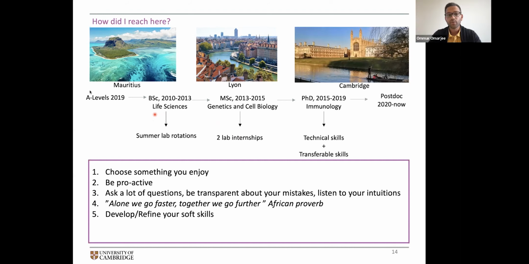And afterwards, after 2020, I moved to Cambridge, where I'm currently working as a postdoc. And here I'm leading more projects, I'm more independent, and I have much more responsibilities.